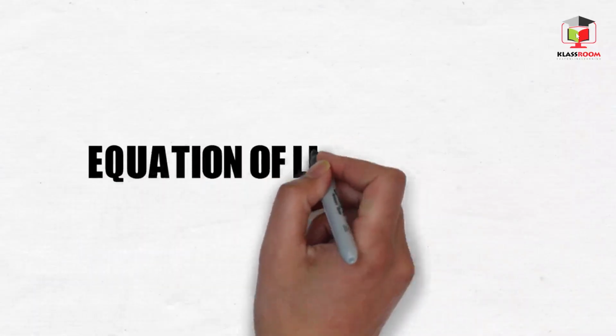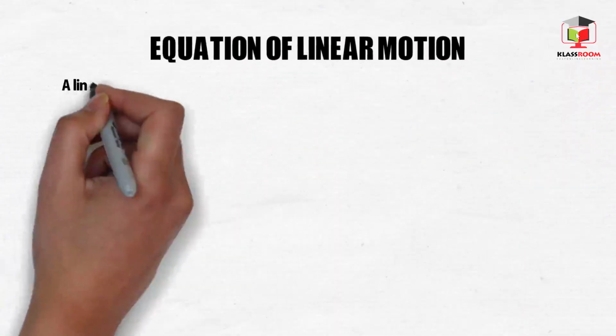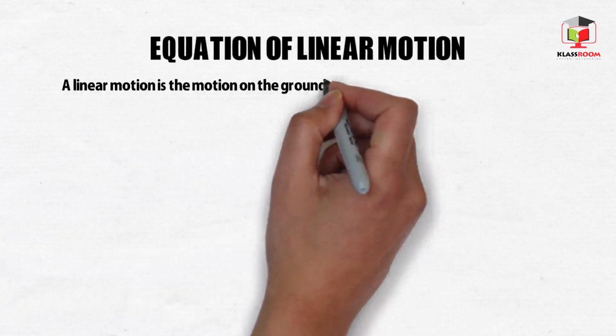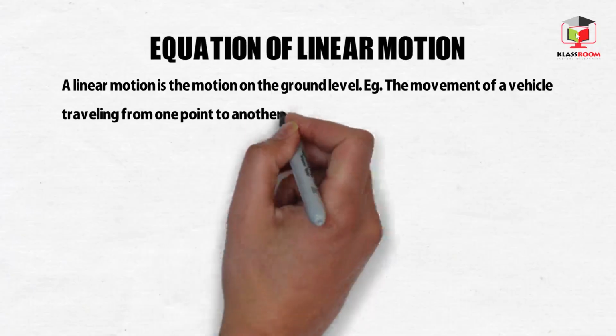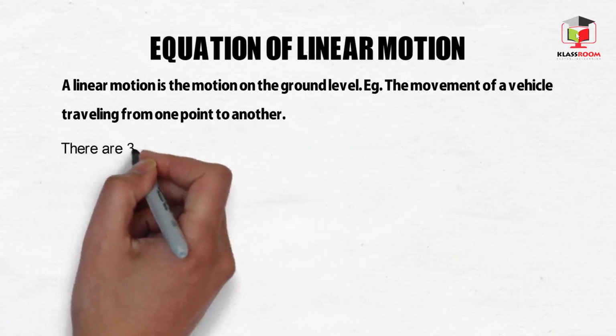Topic: equation of linear motion. A linear motion is a motion on a ground level. Example: the movement of a vehicle from one point to another. There are three main equations of motion.